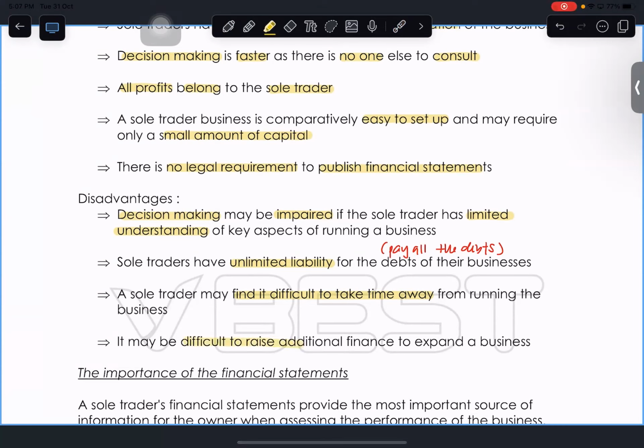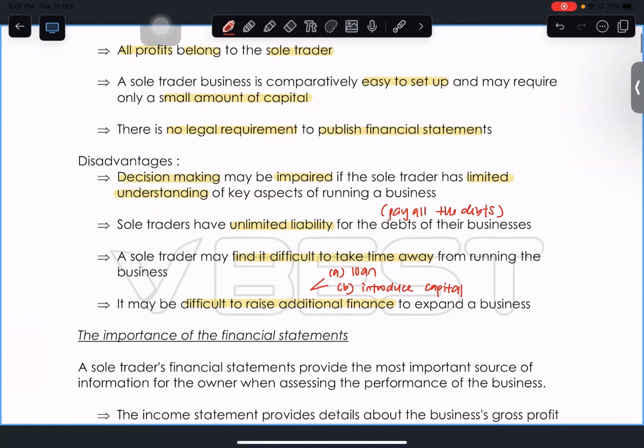And then it will be very difficult to raise additional finance. The ways to raise the finance, right? You have only two ways. First one, loan. Second one, introduce capital yourself. That's it. You can't ask others to invest money. If you ask others to invest, then that will be a partnership or limited company already. Different company.